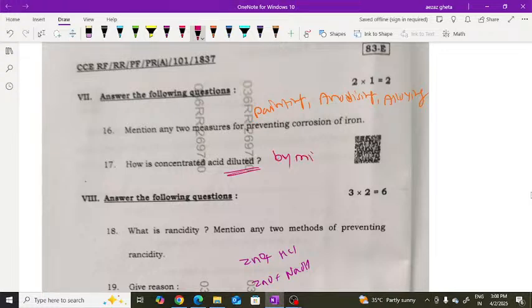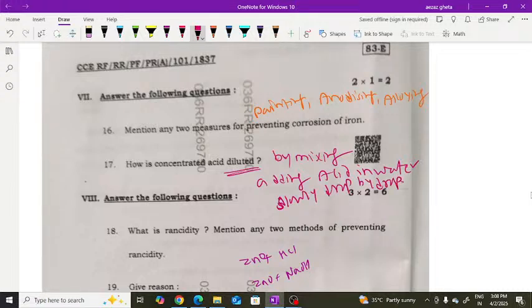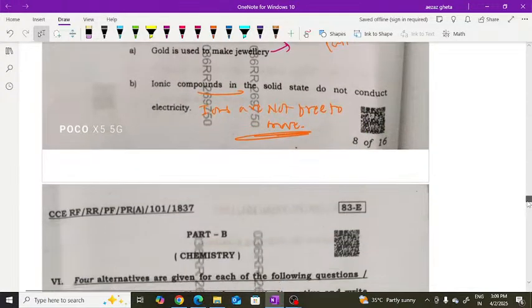How is concentrated acid diluted? By adding. What will you add? By adding acid in water. Slowly. How? Slowly, drop by drop, the acid is added in water. Slowly, drop by drop.